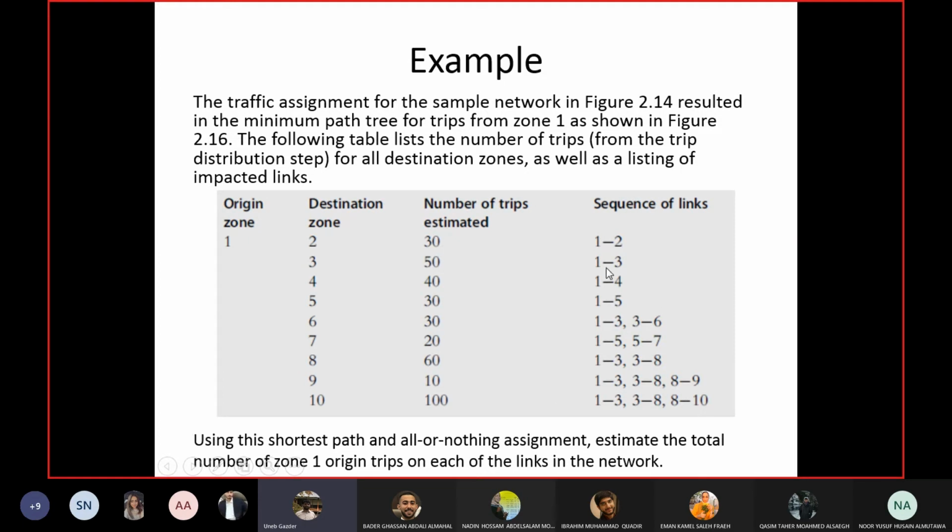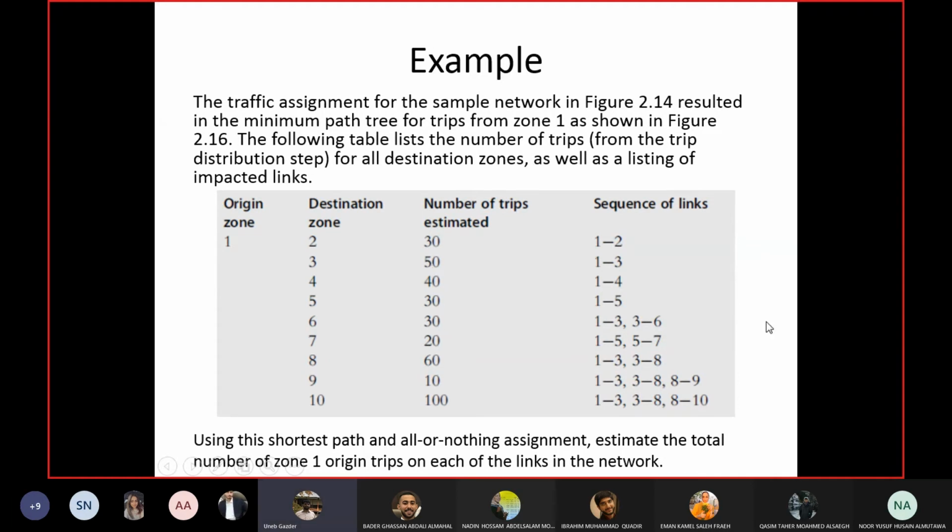Now you may say we already have it, but some links are used for more than one zone pair. For example, link 1 to 3 will be used by these 50 people who are going from 1 to 3, and it is also used by these 30 people who are going from 1 to 3 as well. Then they will proceed to 3 to 6. But on 1 to 3, you have 50 plus 30.